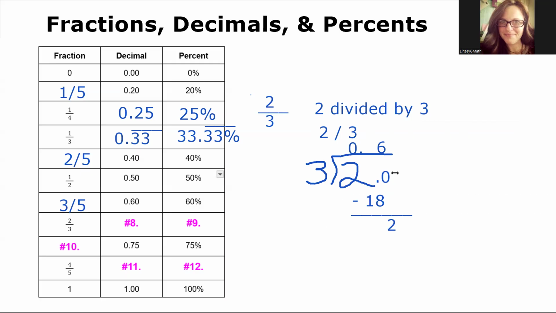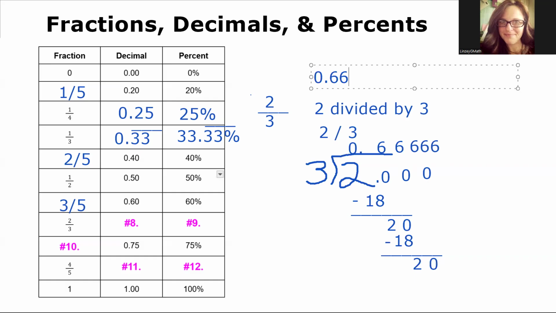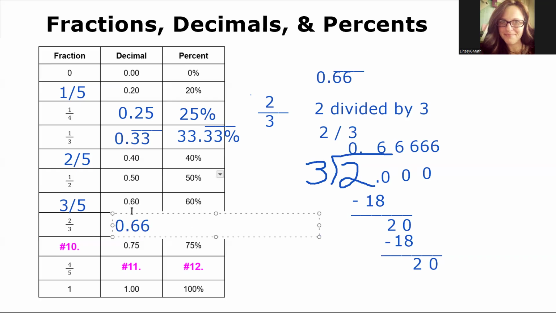Add another 0 and bring it down. 3 goes into 20 6 times. And we get 18. Subtract. And we're left with 2. See the pattern? Add a 0. Bring it down, and this is going to repeat. So we get 0.66 repeating. Number 8, 0.66 repeating.